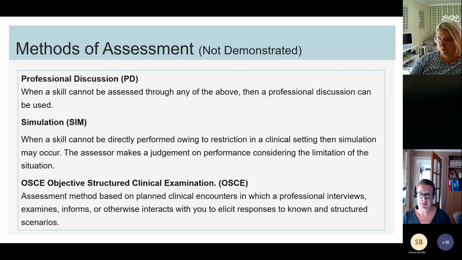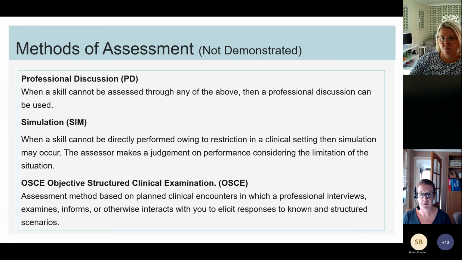So, a professional discussion. Basically, if the skill can't be assessed, then you can have a discussion with the student you're working with around that competence and how they might deal with it if they were to come across it in practice. Sometimes when you've been to a job, it might lead into a professional discussion.